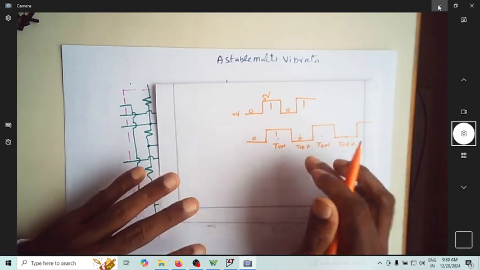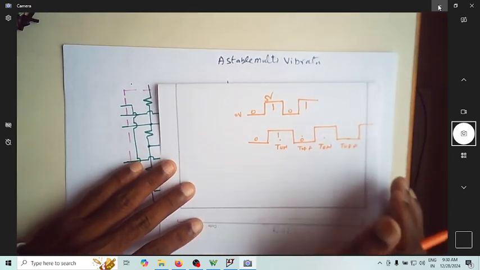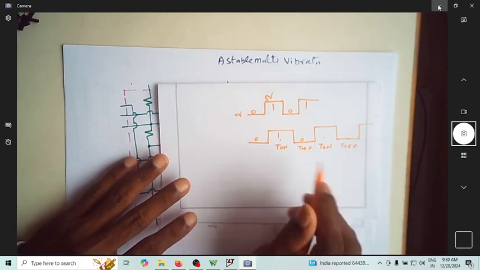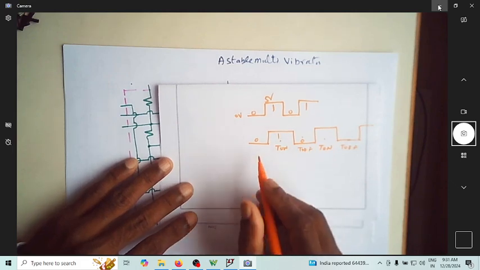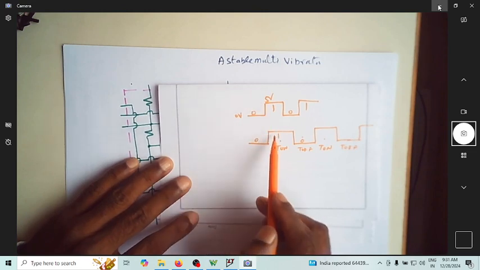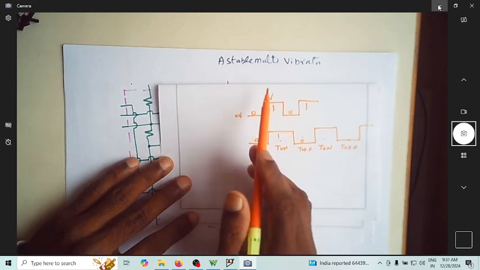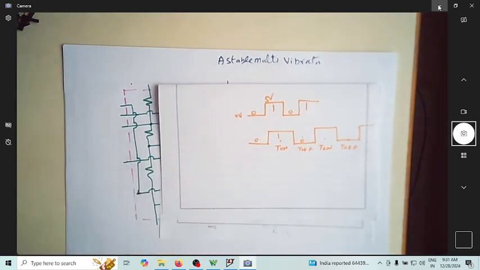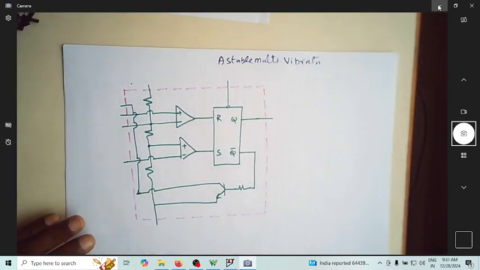So this is a periodic signal of 0 and 1, which we can call a square wave of a certain frequency and duty cycle. Since state 0 and state 1 are not stable, it is called an astable multivibrator. So let us try to configure this 555 timer as an astable multivibrator.